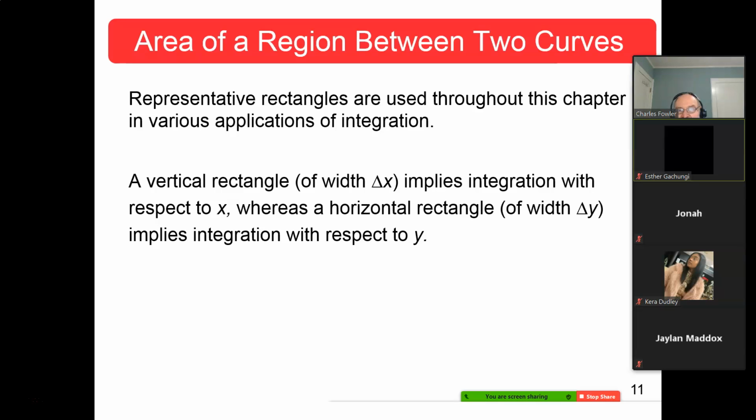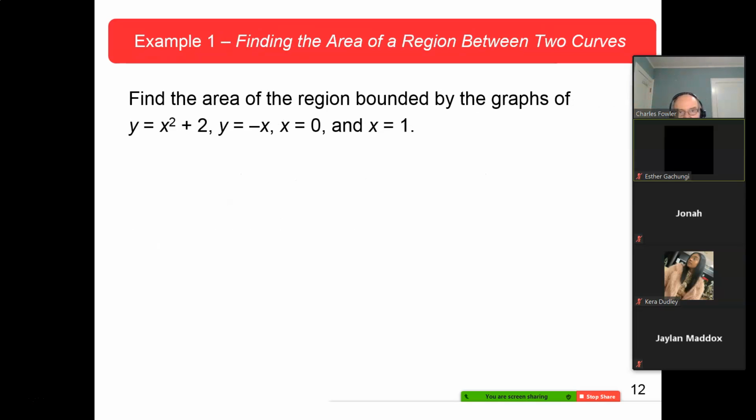Representative rectangles are used throughout this chapter in various applications of integration. A vertical rectangle of width delta x implies integration with respect to x, whereas a horizontal rectangle of width delta y represents integration with respect to y. Okay. So here's example 1.